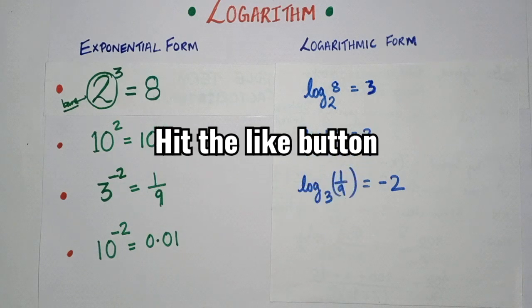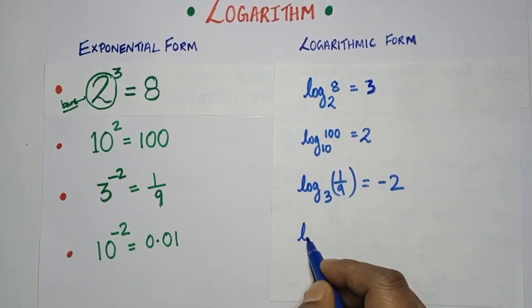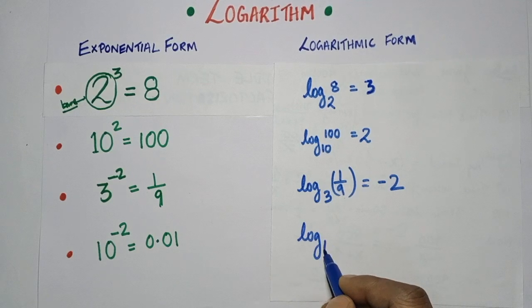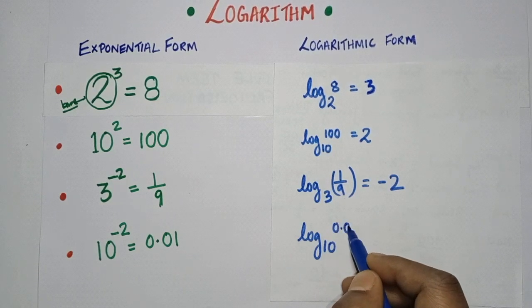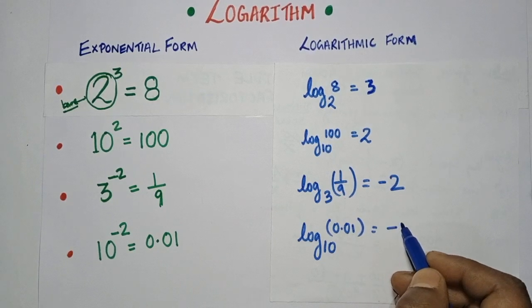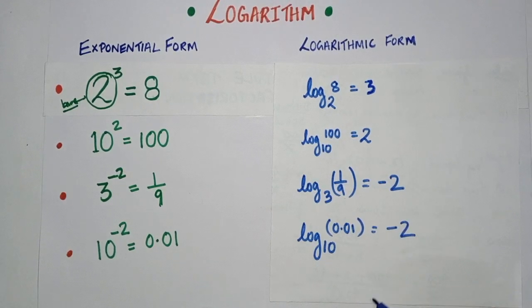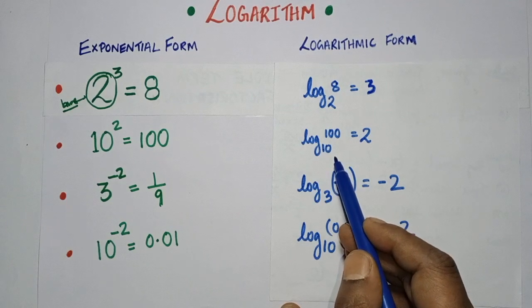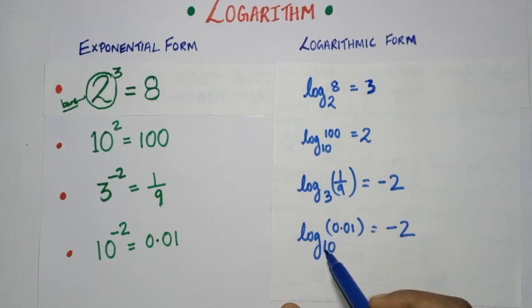Similarly, we have another example. You can see, 10 to the power minus 2. What can I write this as? Log base 10 of 0.01. Since it's a decimal, I'm writing it in brackets, equals how much? It will be minus 2. And you can see that in base 10 the calculation becomes easy. So the logarithm with base 10 is called the common logarithm.